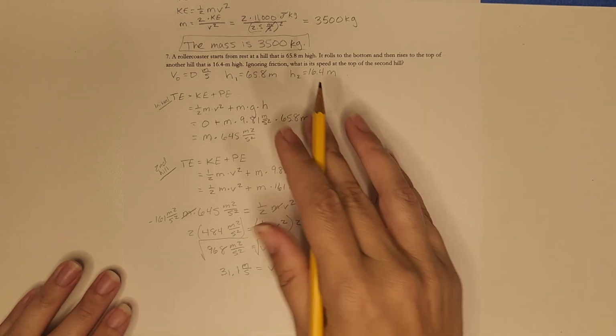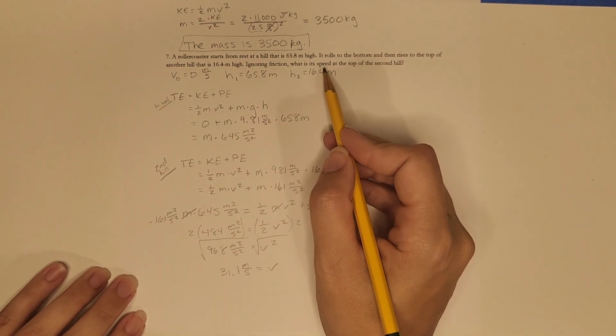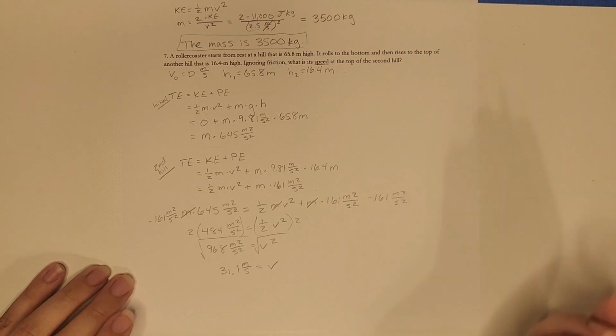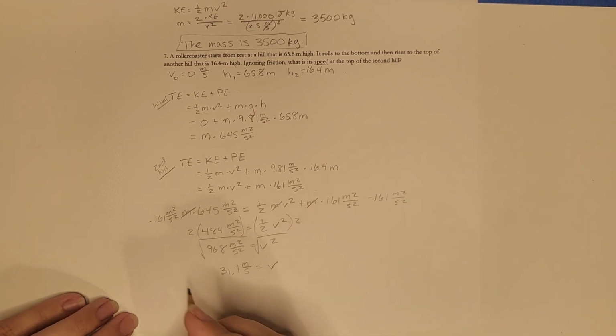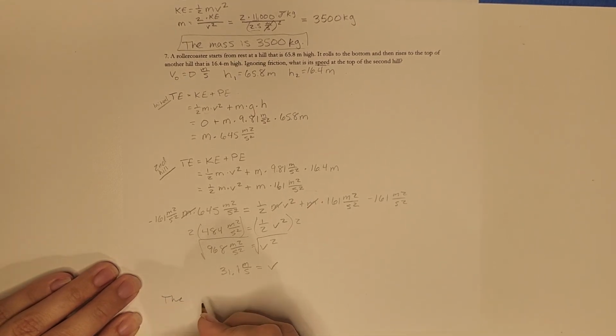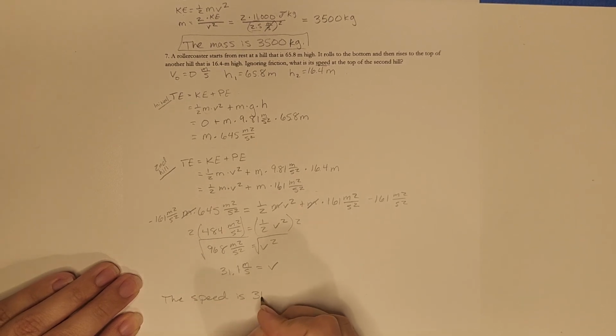Now, the question isn't asking us about velocity, or we would have to give some kind of direction. It just says speed, so we're going to answer it as speed. So the speed is 31.1 meters per second.